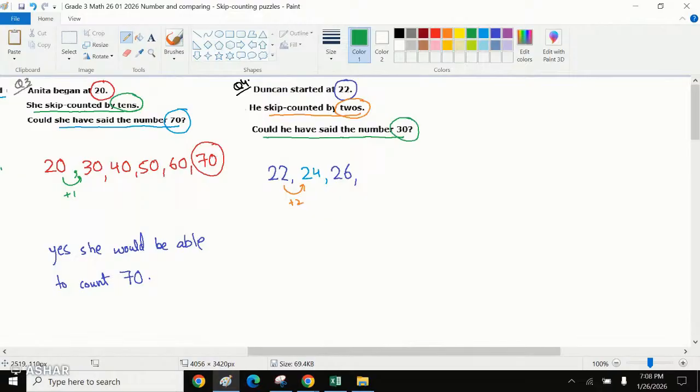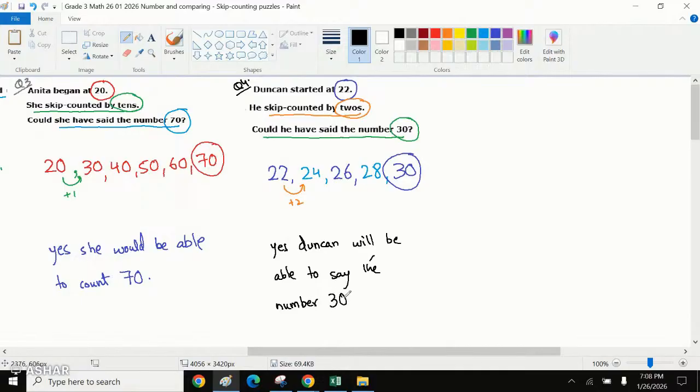Thank you, May. Okay, that means plus 2 is 28 and plus 2 is 30. Yes, Duncan will be able to say the number 30. Okay, thank you, Lego Boy.